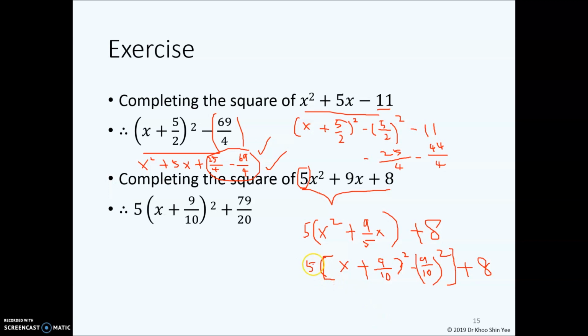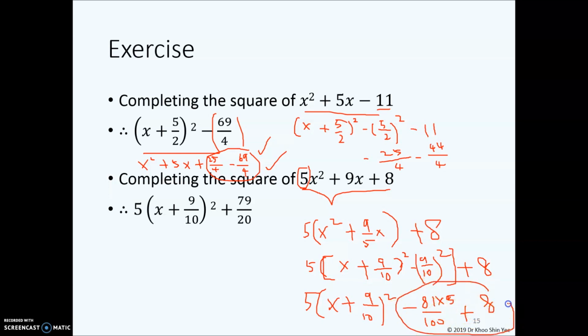Then you multiply your 5 inside, you get this minus 9 power of 2. Okay, so 10 power of 2 you get 100. So minus, multiply with 5, plus 8. So you calculate this, you should get the answer 79 over 20. And then you get the same answer here.